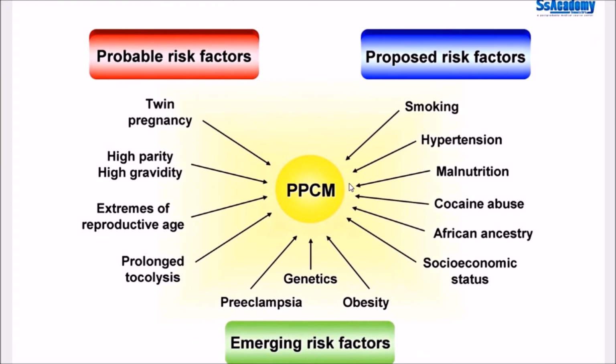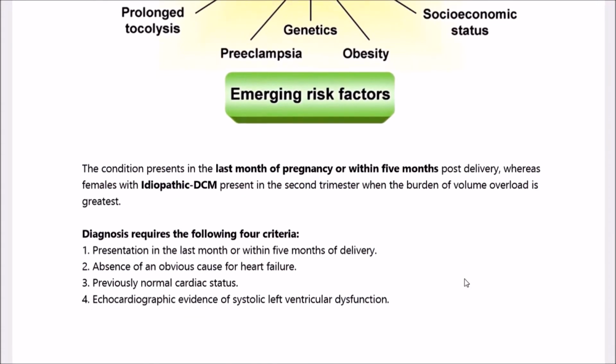So it's a very good diagrammatic picture of the probable risk factors and also some of the proposed risk factors. The probable risks are twin pregnancy, high parity, high gravity, extremes of reproductive age, and prolonged tocolysis. Very important, the emerging risk factors are preeclampsia, genetics, and obesity. Proposed risk factors: smoking, hypertension, malnutrition, cocaine abuse, African ancestry, and also socioeconomic status.